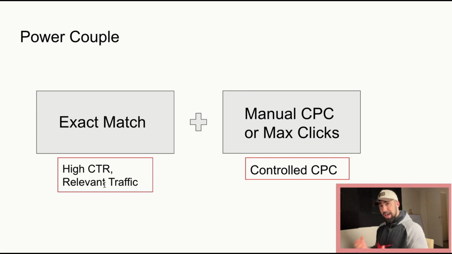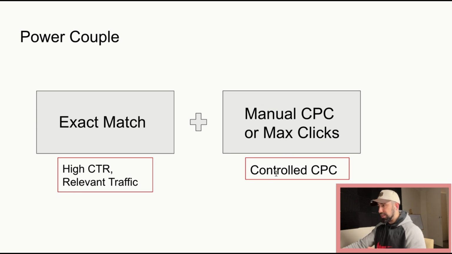Since Google doesn't have that data, if you use broad and phrase matches from the get-go, they will start sending you really irrelevant traffic. They will try to find out who your ideal customer is. You don't have that option. You don't have that luxury. You have to go with exact match. Even though you have budget, you go with exact match and manual CPC.